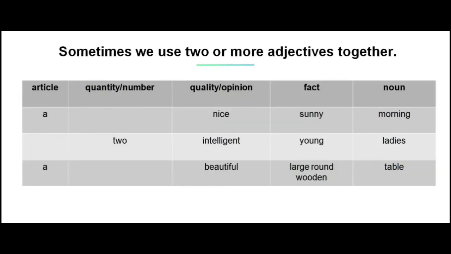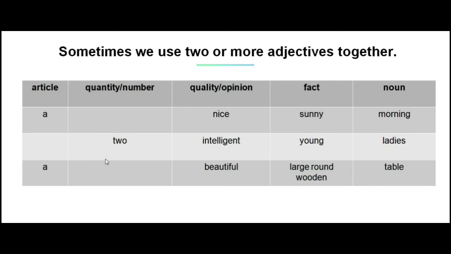Now, sometimes we use two or more adjectives together. Let's have a look at the table below. A nice sunny morning. Now, there are two adjectives describing the noun morning. The adjective nice describes quality or opinion. And the adjective sunny is a fact.